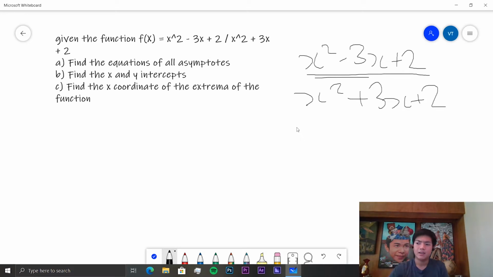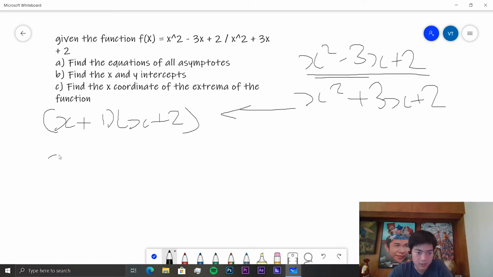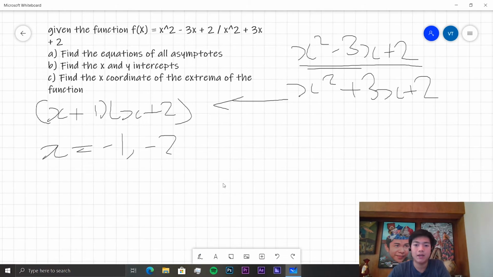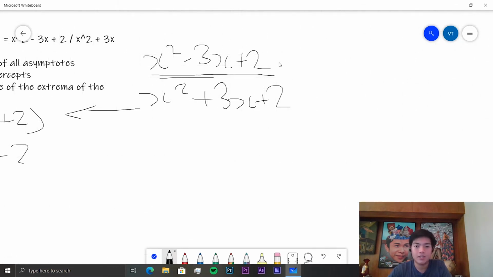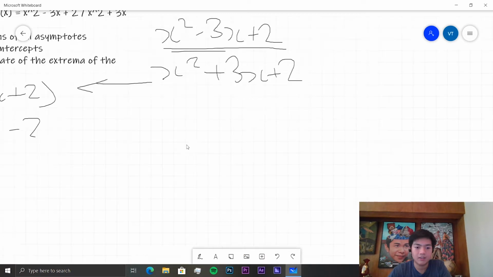So first, what are the asymptotes here? The vertical asymptotes come from the factors of the denominator, which is x plus 1 times x plus 2. So when x is equal to negative 1 or negative 2, these are asymptotes. And what's the y asymptote? Ignoring those x values, this should be equal to, actually no, we can't simplify it.